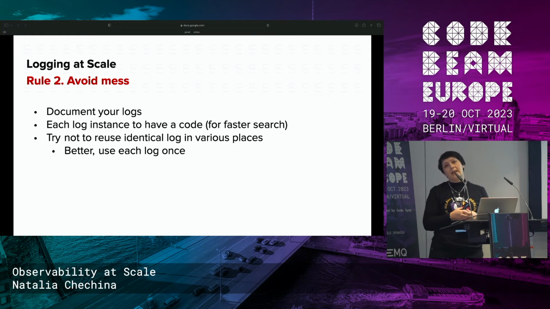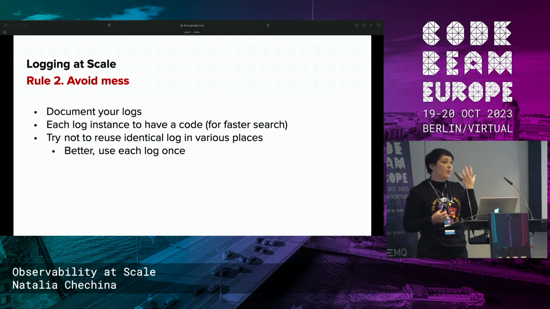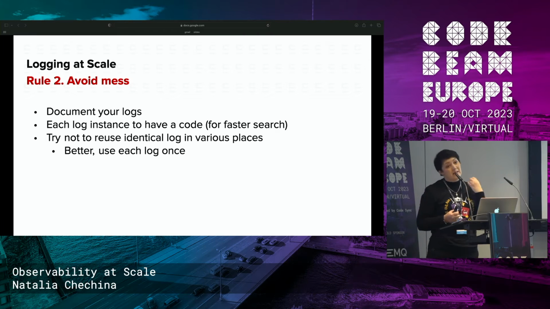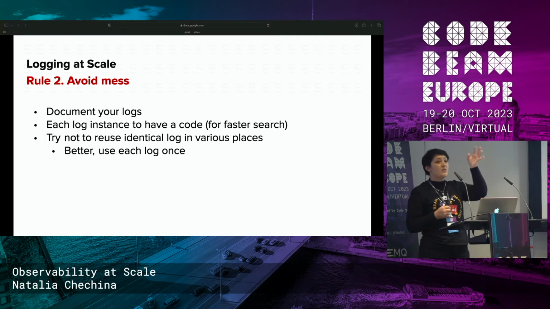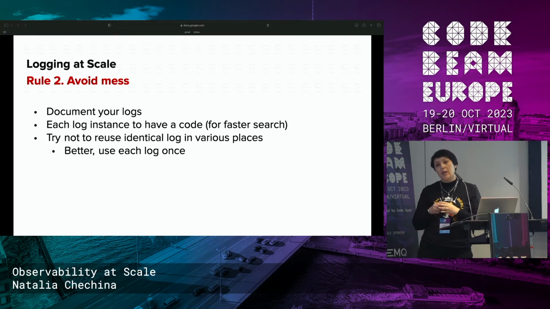Another thing is make sure that your logs have IDs, and those IDs are used only once. So when an event happens, you don't look for various places where this might have happened. You know exactly where the problem was.